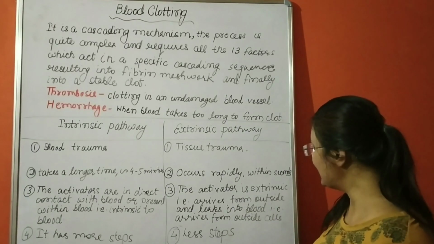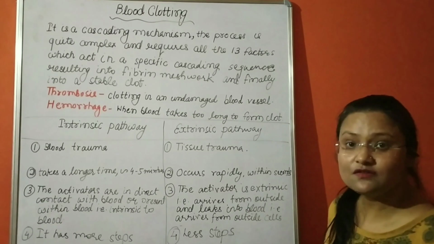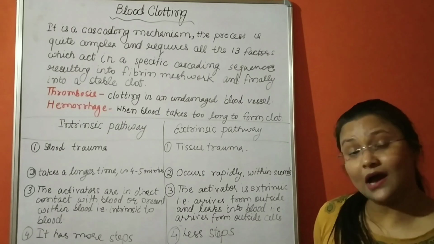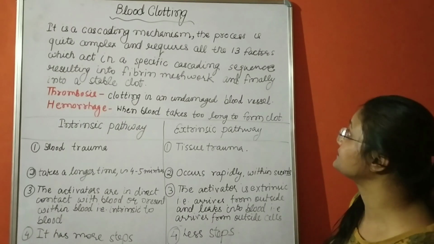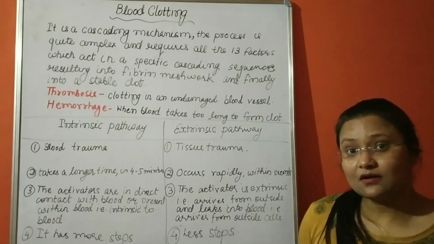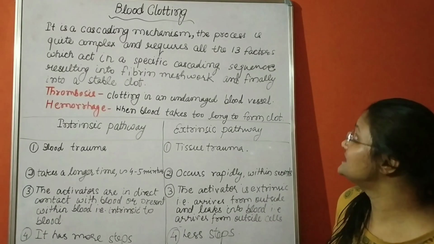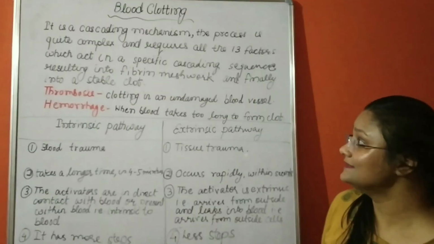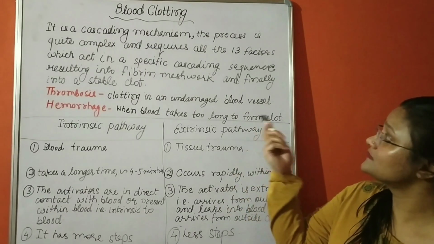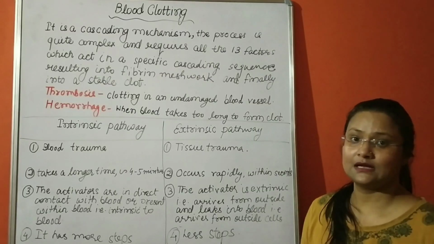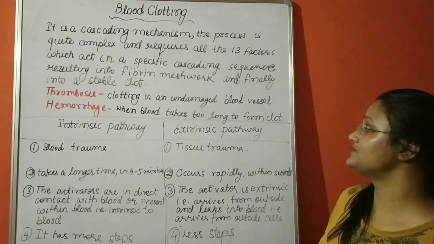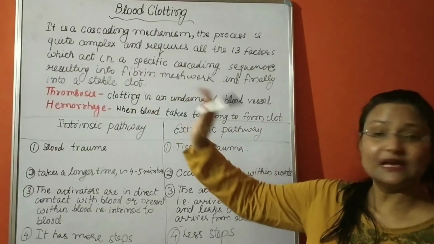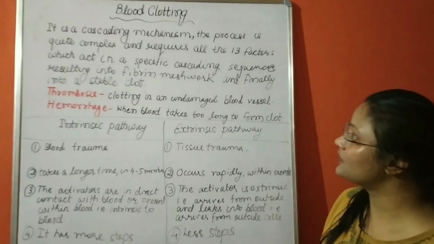So students, now let us understand the definition of blood clotting. Blood clotting is basically a cascading mechanism which requires a lot of enzymatic reactions. The process of blood clotting is quite complex, which requires all the 13 factors as I have already discussed, and they all act in a specific cascading sequence, which results in a fibrin meshwork, and ultimately this fibrin meshwork forms a stable clot. So that's about blood clotting.